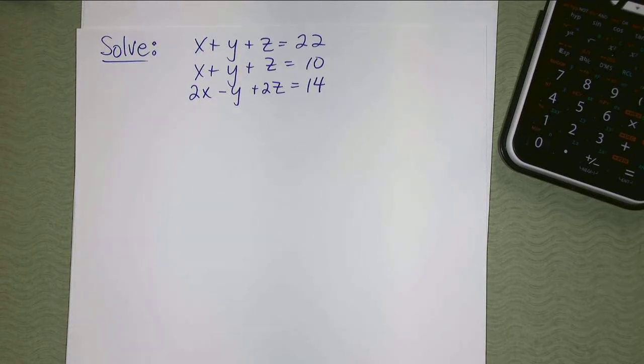Right. When you add up x plus y plus z, you can't get both 22 and 10, right? It's not going to work. So there's not going to be a solution that works in both of those equations. Doesn't matter if they work in the third one. It has to work in all three to be a solution. So it's not going to have a solution. So if you notice that, you could just stop. But it's never going to be that obvious, okay?